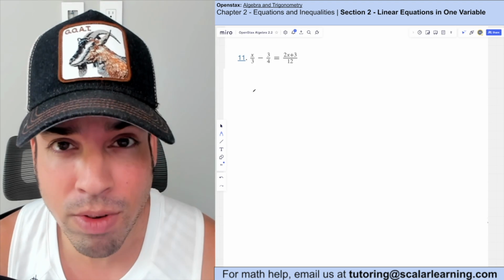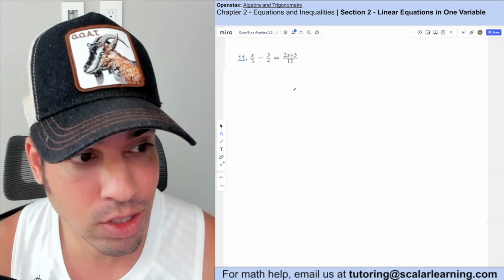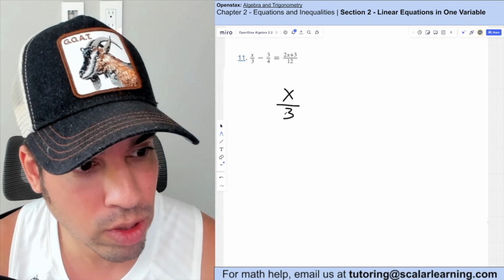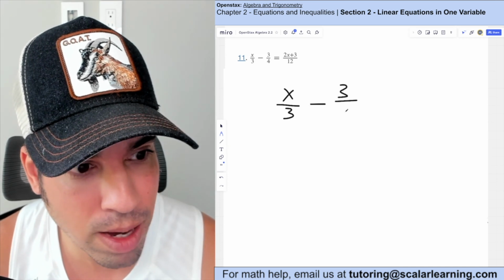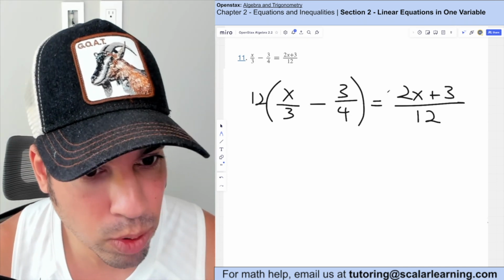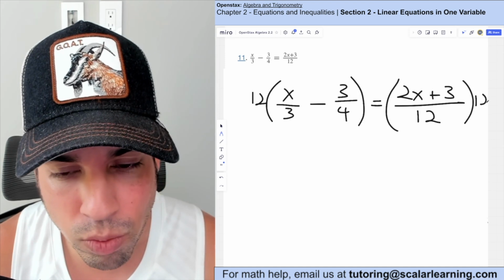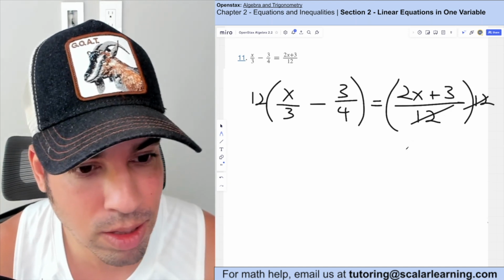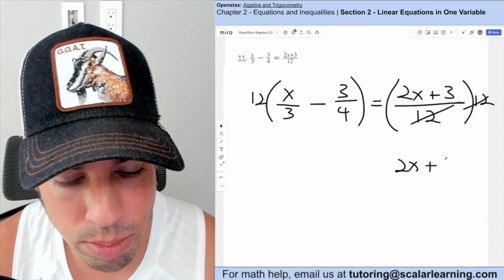Now, there's a number of ways that we can approach this problem here, but what I want to do is get rid of the fractions because it's going to make everything a lot easier. So how I'm going to do that is I'm going to multiply everything by 12, both sides. And the cool thing is on the right-hand side, these 12s will just cancel out. And I'll have 2x plus 3.